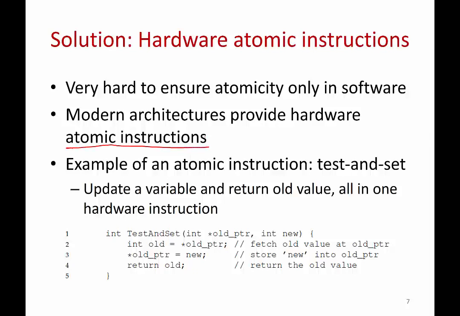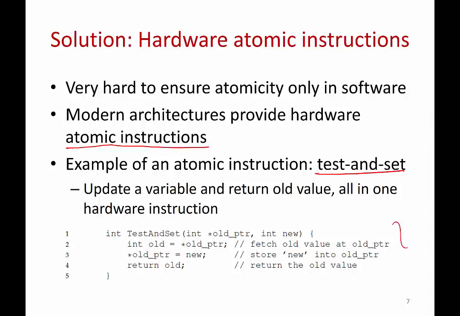So these are atomic instructions that let you do multiple things like check the value of the flag and set it to something else. All of this in one single hardware instruction so that it cannot be interrupted. Using these instructions, you can build locks. For example, an example of an atomic instruction is what is called test and set, right? So what does this test and set instruction do?